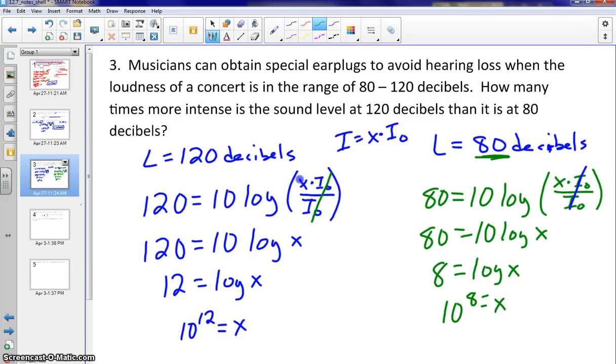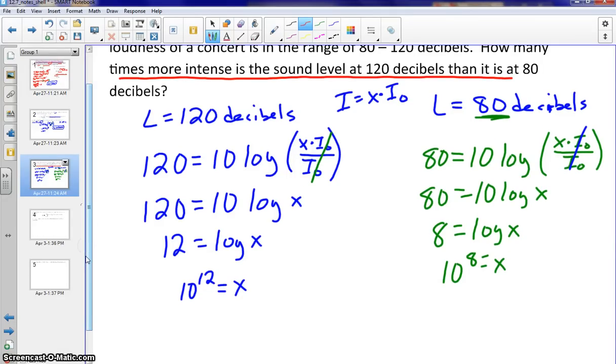Let's go back and read the question. How many times more intense is the sound level at 120 decibels than it is at 80 decibels? So we need to find the difference between these two. So we'd have 10 to the 12th minus 10 to the 8th.